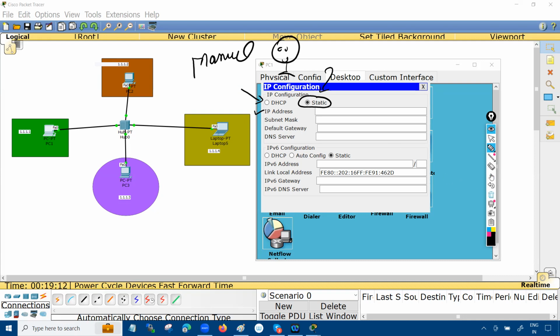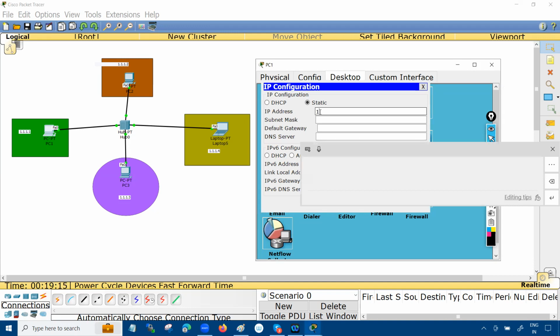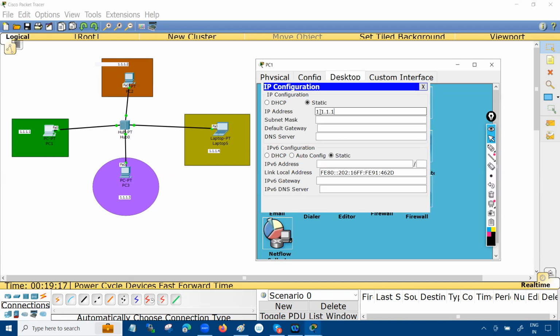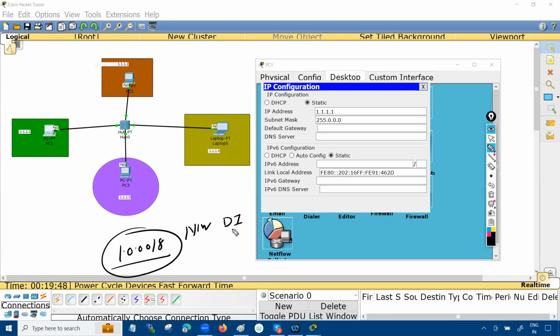It means that I need to go on this PC and say that the IP should be 1.1.1.1. Based on the first octet, what I told you yesterday, you can identify this as a class A IP address. And the default subnet mask will be 255.0.0.0. So what is the network ID for this? If you see, 1.0.0.0/8 we are using, so this is my network ID.